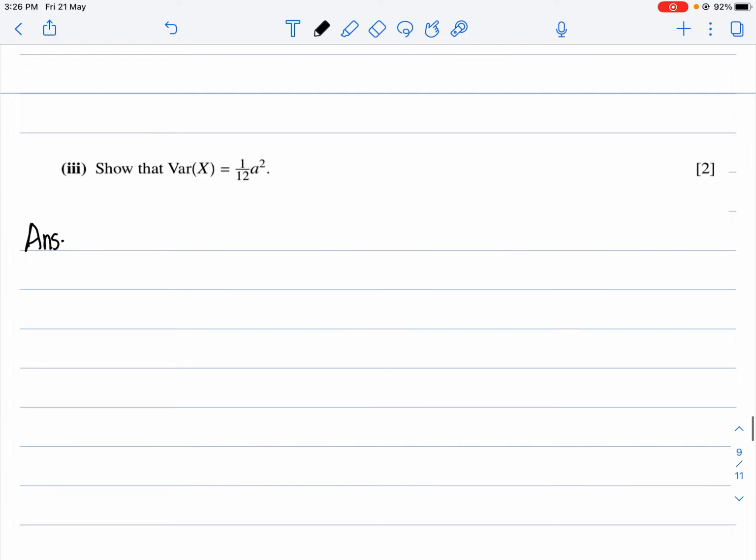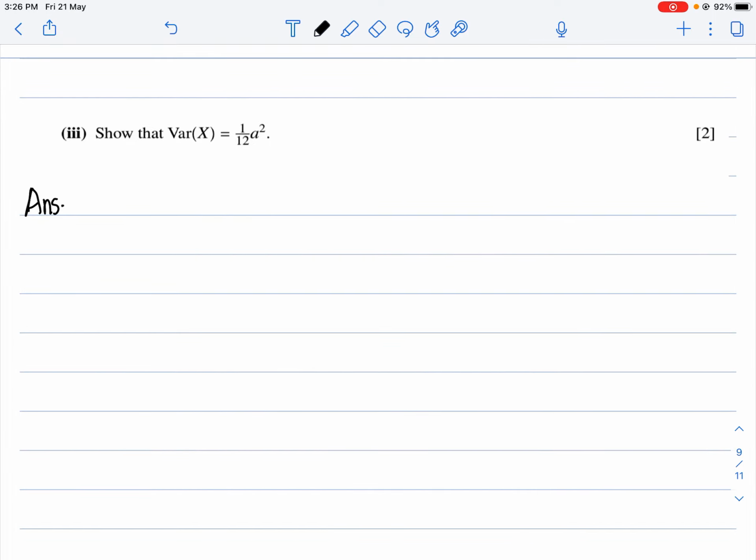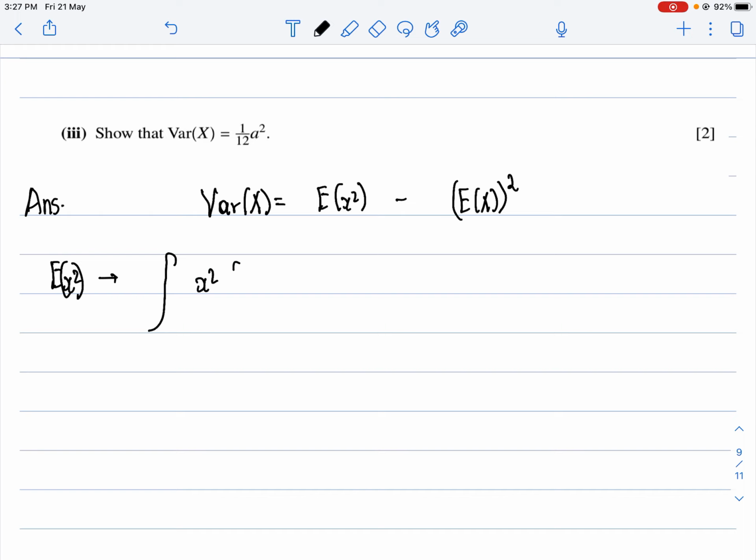Now I need the variance of x. There's a master formula for this. The variance of x is basically E of x squared minus the mean squared. The E of x squared is given by the formula, the integration of x squared into the f of x.